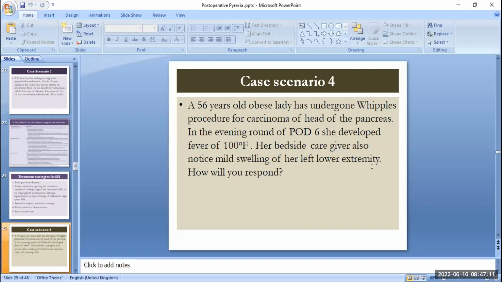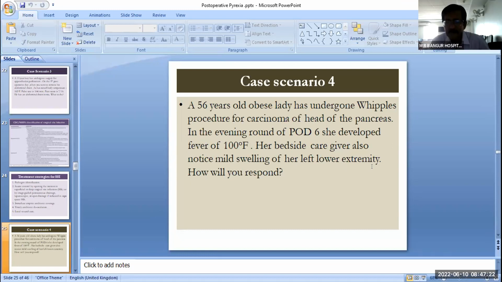Sir, I'd like to go for certain investigation. What investigation do you want to perform? Sir, lower limb Doppler study, or USG with color Doppler. You're at the bedside; the Doppler study is being done.